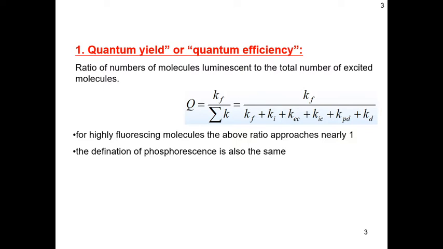Now the deactivation processes include all these systems, and they are related by the quantum yield equation. Generally, phi should always be nearing 1 for a particular molecule to fluoresce. If this has to happen, the denominator should have as small a value as possible. That means intersystem crossing, external conversion, internal conversion, pre-dissociation and dissociation of the molecule should be as small as possible. Then only will Kf or phi approach 1, and then only will the molecule fluoresce.